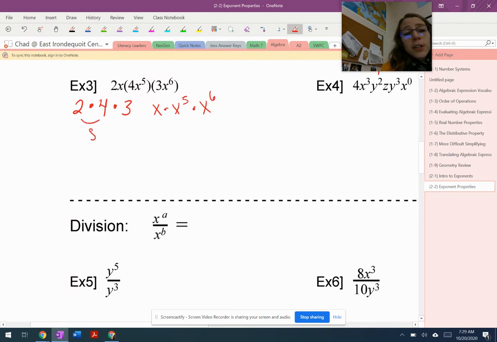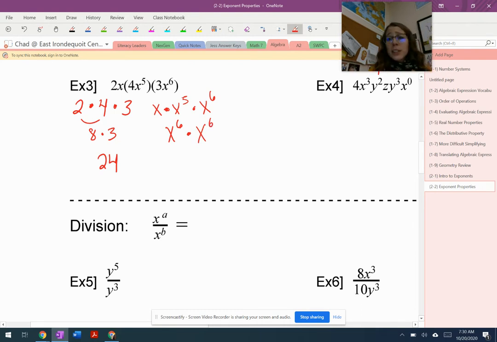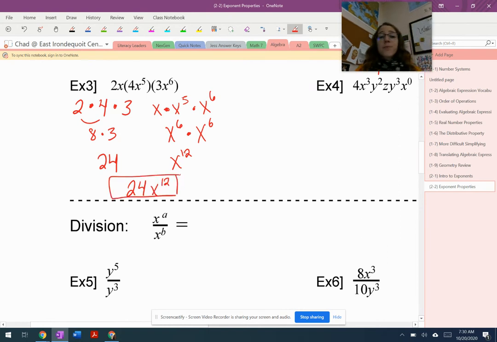Well, 2 times 4 is 8, times 3 is 24. X times x to the 5th is x to the 6th, because remember, I'm using that adding rule, times another x to the 6th. And remember, if you're ever stuck, just think about what it would look like expanded. X to the 6th would look like 6 x's being multiplied, and then another 6 x's being multiplied, which just results in 12 x's being multiplied by themselves. So 24x to the 12th power is your simplified answer.